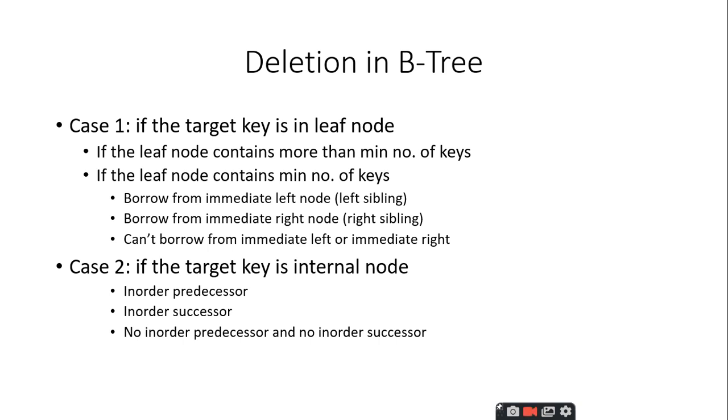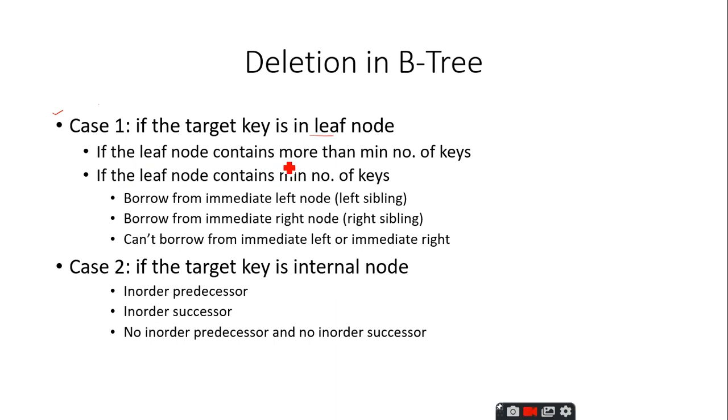So, yesterday we completed the discussion on the deletion of a key in the leaf node of a B tree, right? How are we going to delete a key which is present in the leaf node of the B tree? That case we have seen. So case 1 has been completed. If the target key is in the leaf node, there are a few different cases we have.